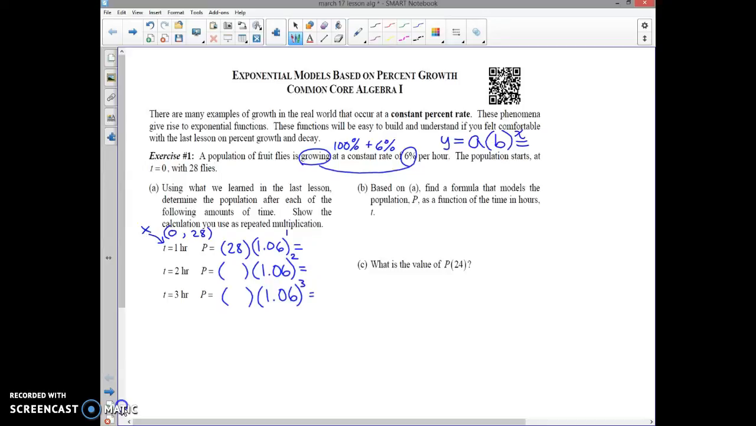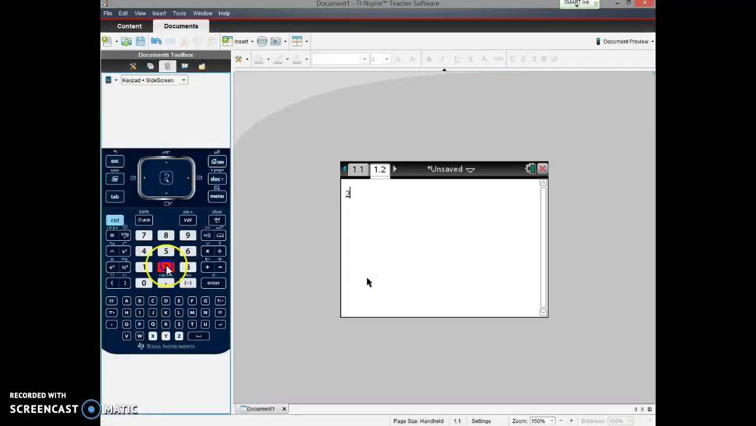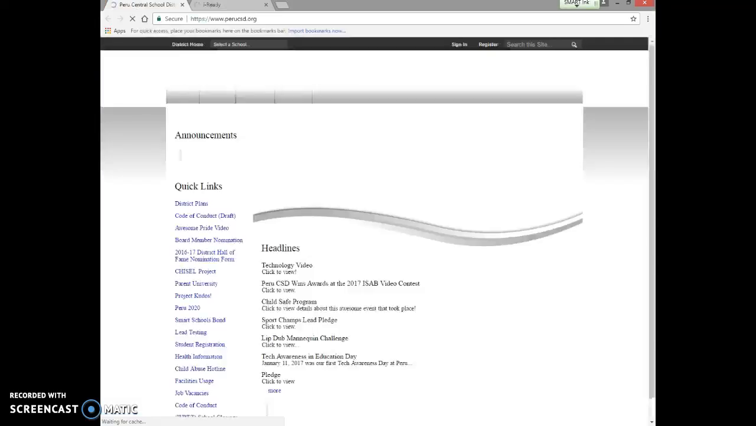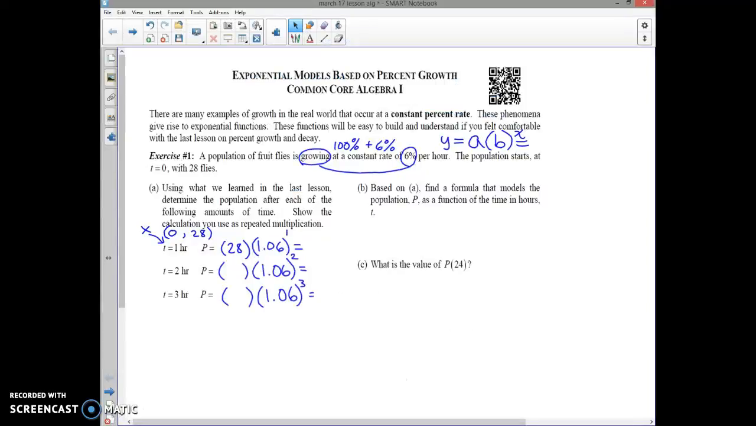So in your calculator, we want to go ahead and do that. We have 28 times the growth rate, which is 1.06, to the first power. After 1 hour, it's 29.68. Oops, sorry, I just opened up the wrong page. My bad. So we have 29.68. After the first hour, that's how many fruit flies there are.